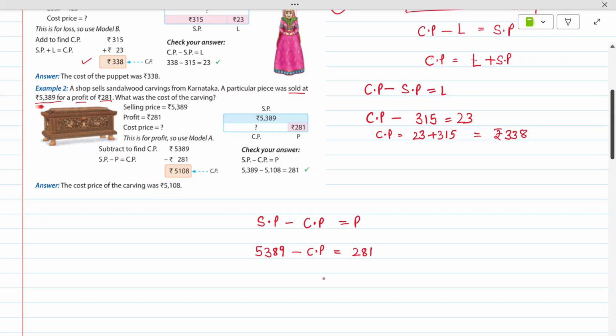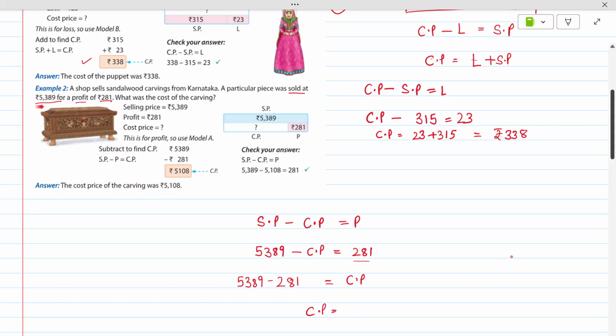This is minus CP. We will move it to the RHS, it will become CP, and this particular number we will move to the LHS. So it will become 5,389 minus 281. So what is the value of CP now?